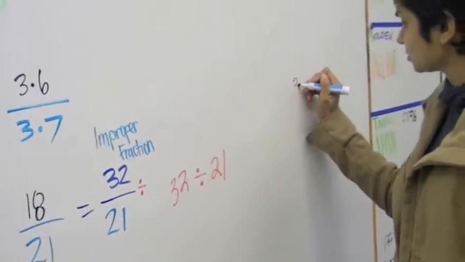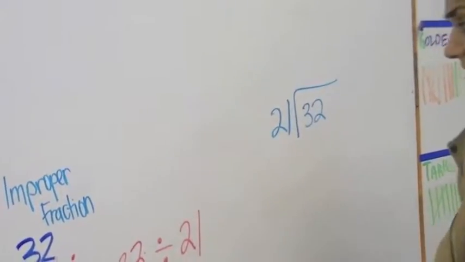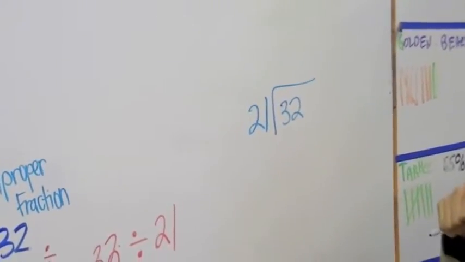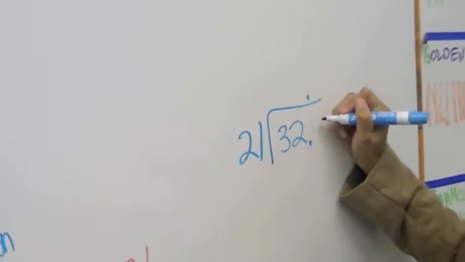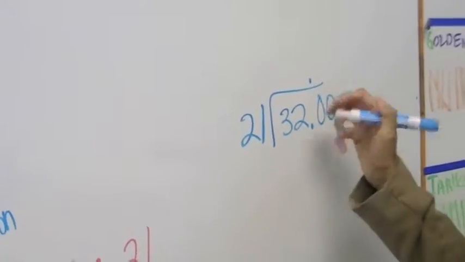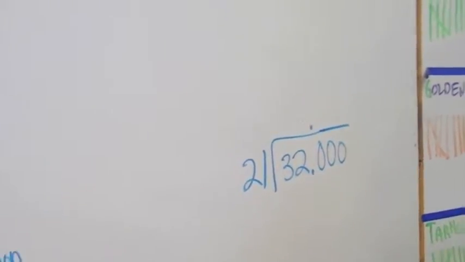So we're going to take 32, top goes in, bottom goes out. That's what division is all about. Now we need to divide. Before we divide, we're going to have a decimal answer, so I'm going to go ahead and add my decimal point and add my zeros. My values stayed exactly the same. All I did was add the details that were missing before.